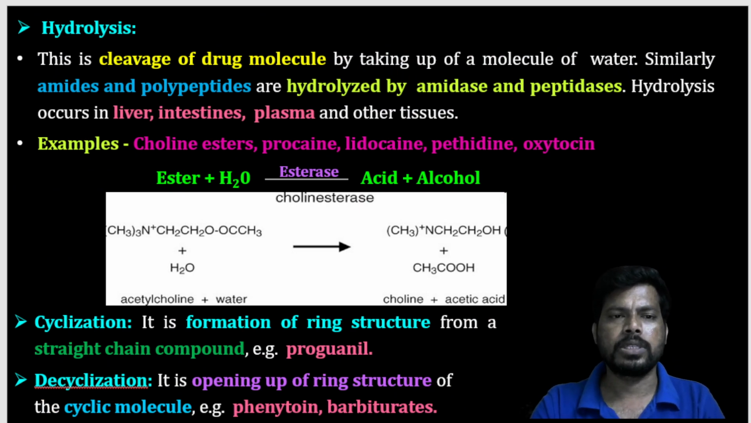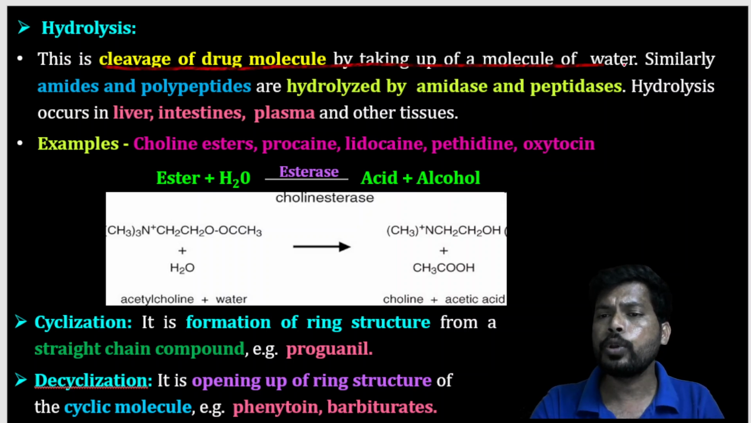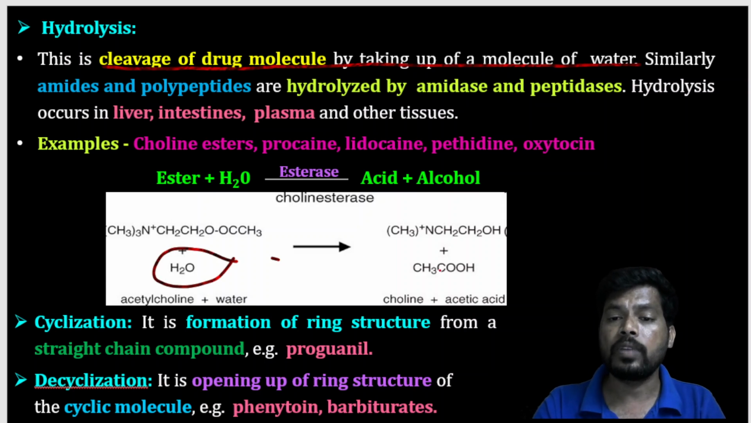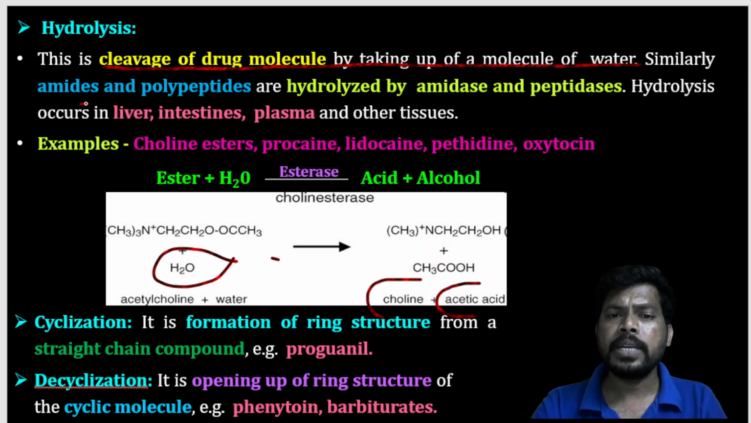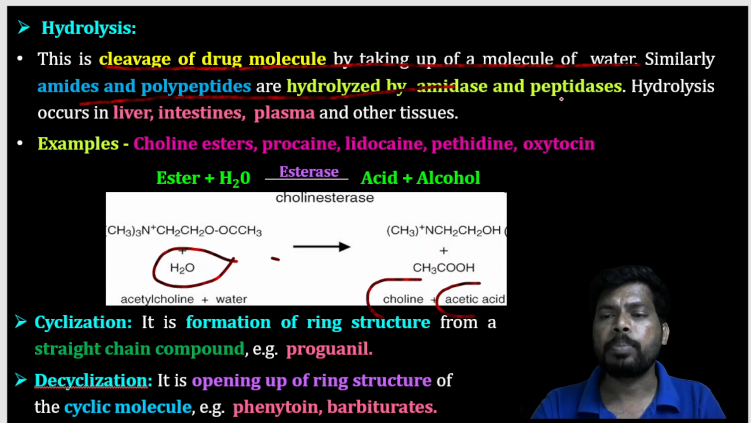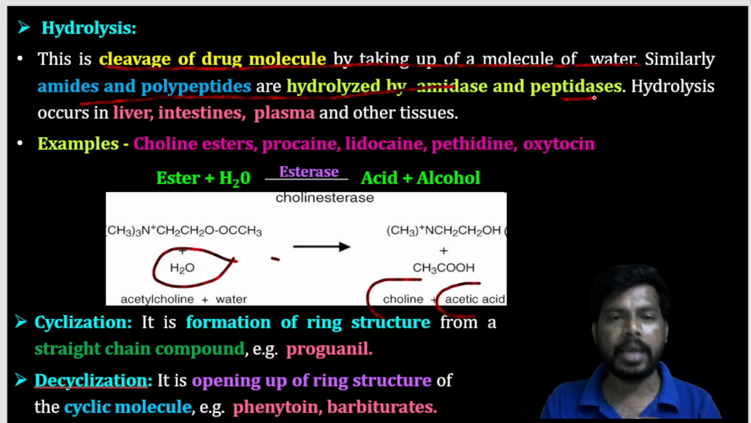Next, hydrolysis. Hydrolysis is nothing but cleavage of a drug molecule by taking up a molecule of water. Generally, the drug molecule in the presence of water can undergo hydrolysis. For example, acetylcholine converts to choline as well as acetic acid. Similarly, amides and polypeptides are hydrolyzed by amidases and peptidases. So drugs containing amides are hydrolyzed by amidases, and substances polypeptide in nature are metabolized by the peptidases.